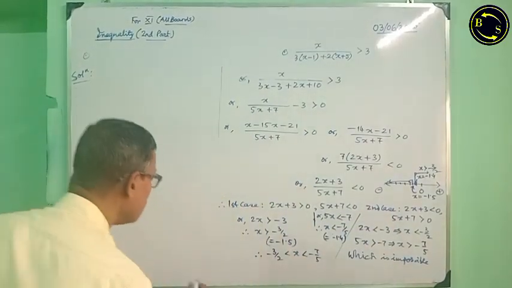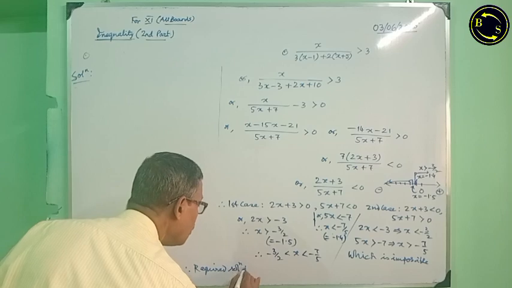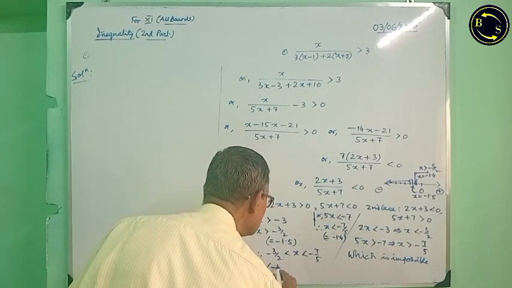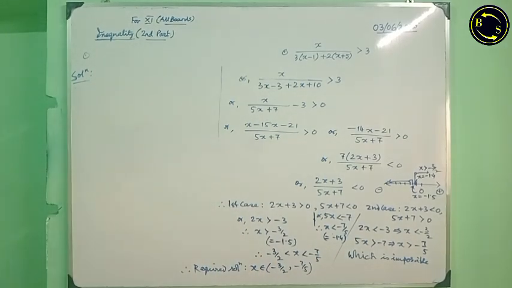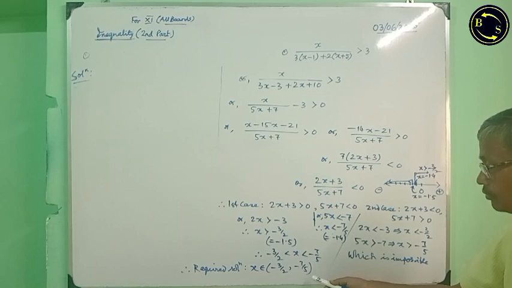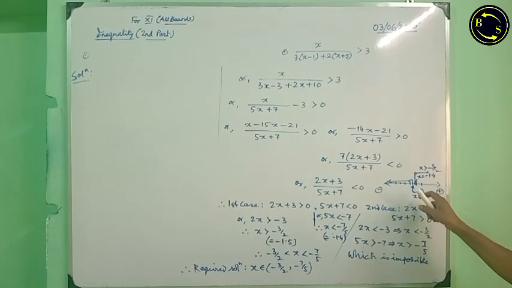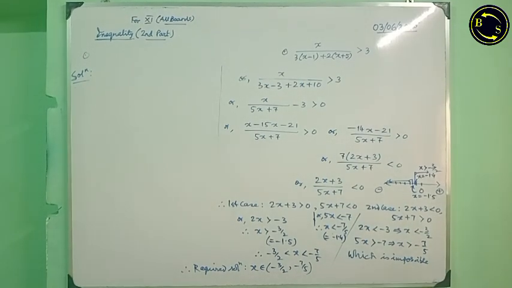So finally, we get this one. Therefore, if we require to express that solution, then you rub these two, and within the interval minus 3 by 2, minus 7 by 5, that will be the solution set. Now we move to the next problem.